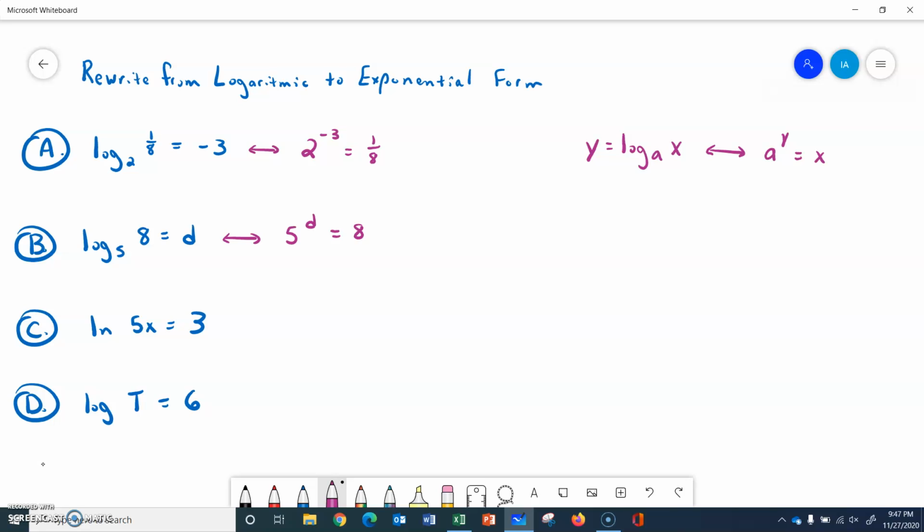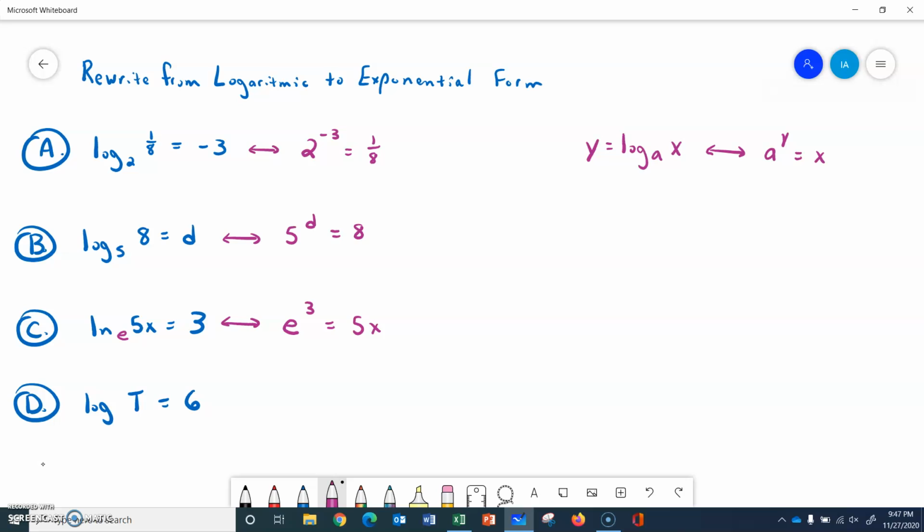C, the natural log of 5x equals 3. So it might be useful for you to realize that natural log implies base e. There are no other options with natural log. So when we rewrite in exponential form, it's base e to the third. So e to the third equals 5x.